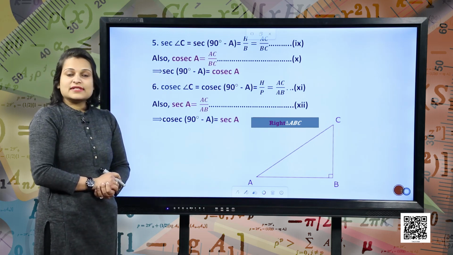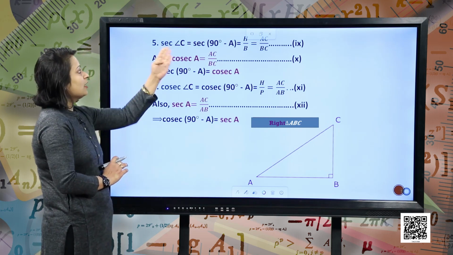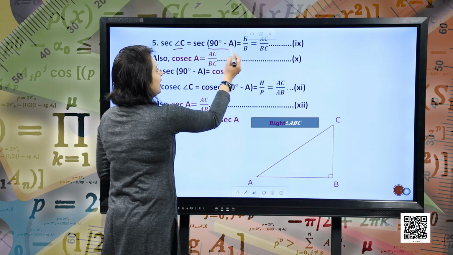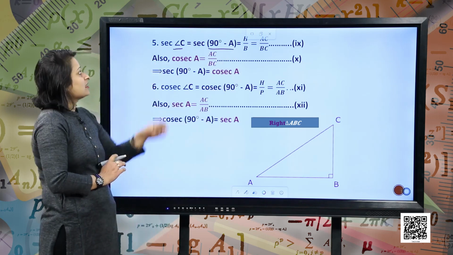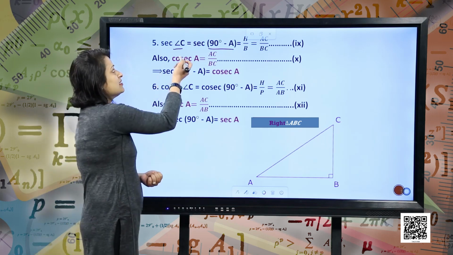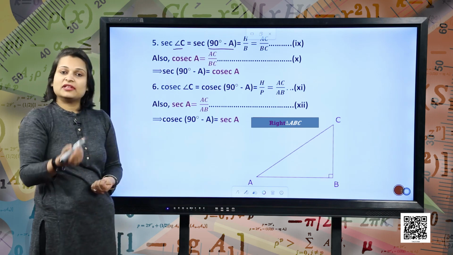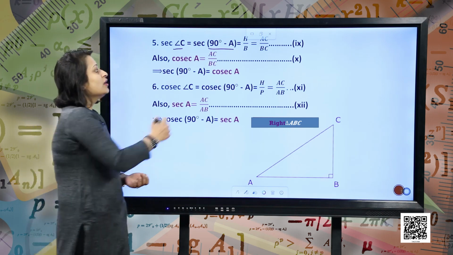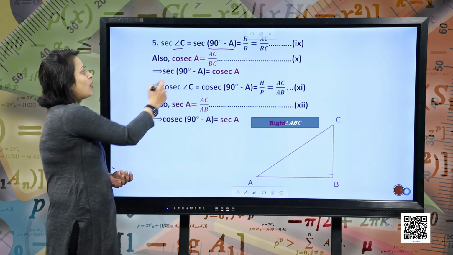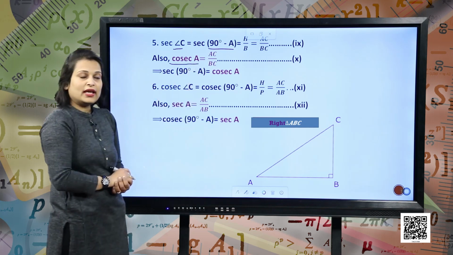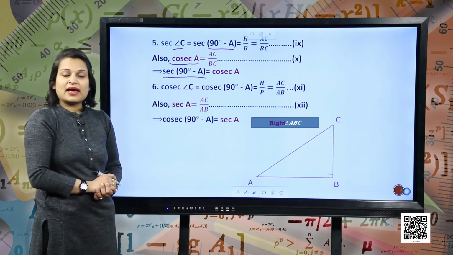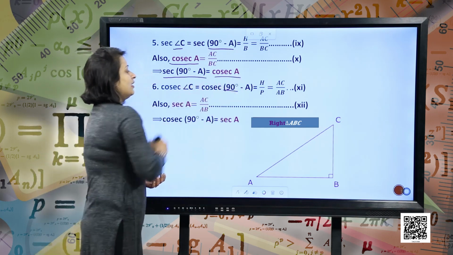Now, what will be the value of secant of angle C? In place of angle C, you will write 90 degrees minus A. So hypotenuse upon base, because secant A is the reciprocal of cos A. Secant of angle C will be the reciprocal of cos of angle C. So you will get hypotenuse upon base, which is AC upon BC. Also, the value of cosecant A is what? AC upon BC. So you can write secant of 90 degrees minus A as cosecant A.